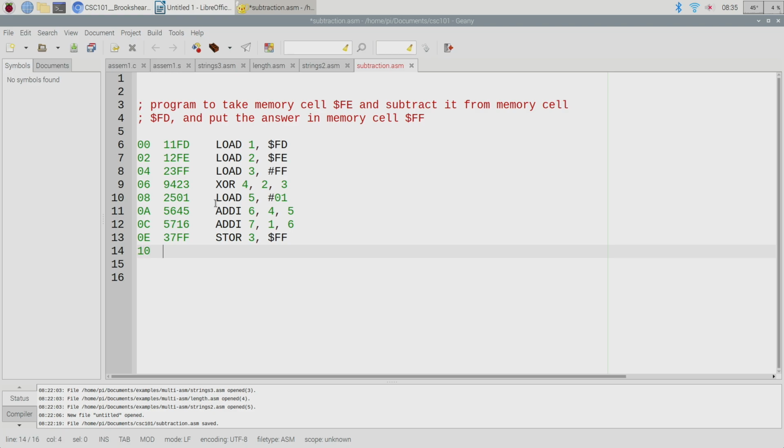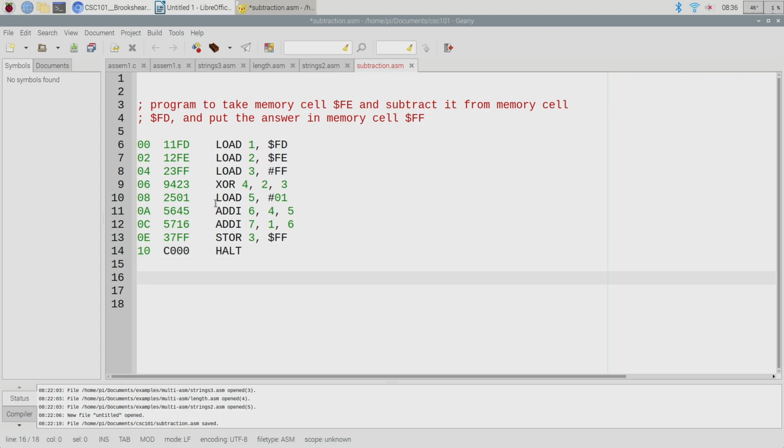And after we do that, then what? Are we finished? Basically, yes. We just need to halt.